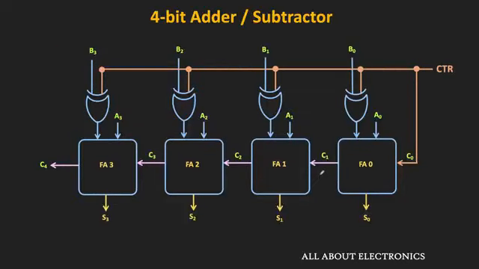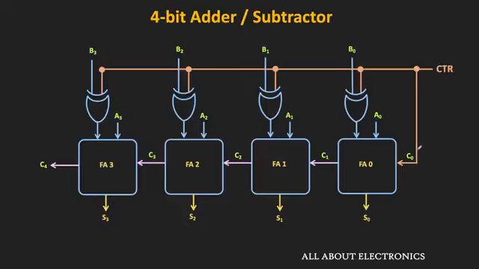That means whenever this control input is equal to 1, then the output of the XOR gate is the complement of the number B. And whenever this control input is equal to 0, then the output will be the same as the input. And here, this control input is also given as an input to this C0. That means whenever we want to perform the addition, then this C0 is equal to 0, and all the XOR gates will pass the B input as it is.